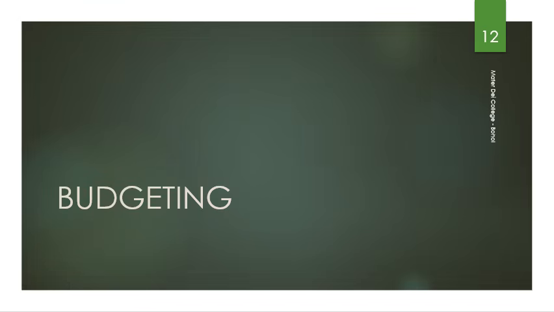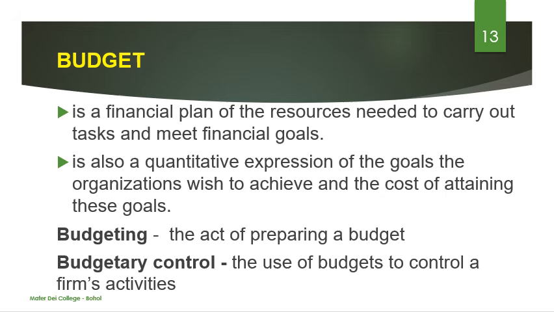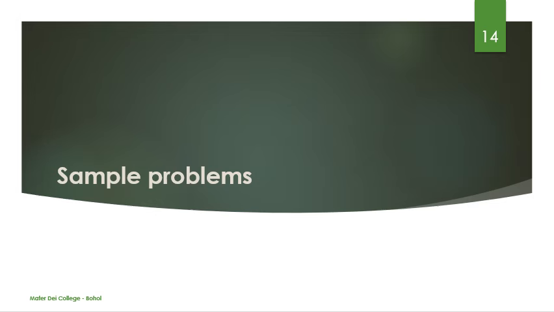Then we have budgeting. A budget is a financial plan of the resources needed to carry out tasks and meet financial goals. This is a plan that is translated into quantitative form. The act of preparing a budget is of course called budgeting, and the use of budgets to control a firm's activities is called budgetary control.